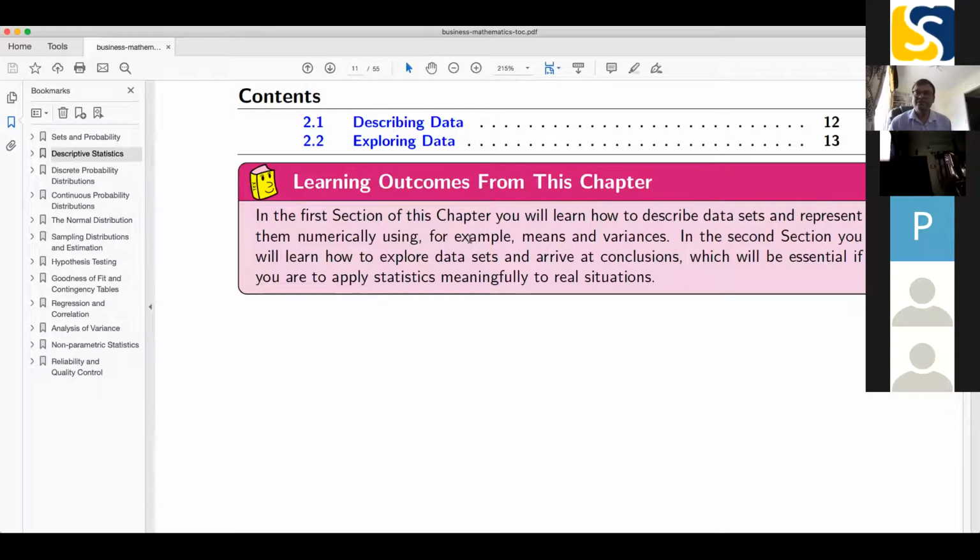Okay, so boxes and whiskers. Anybody knows about that? Boxes and whiskers. No. Okay.